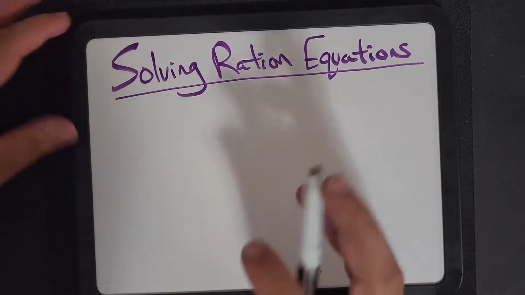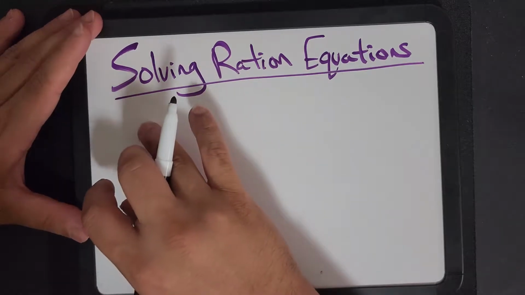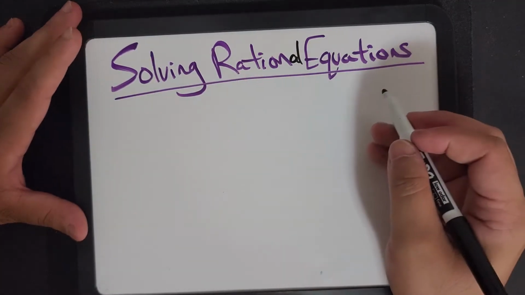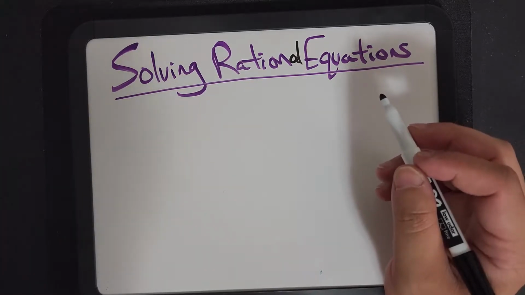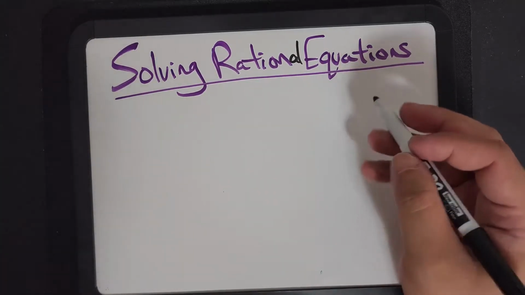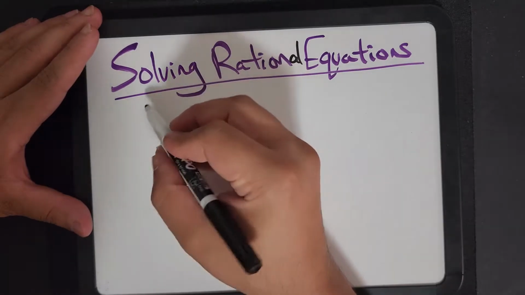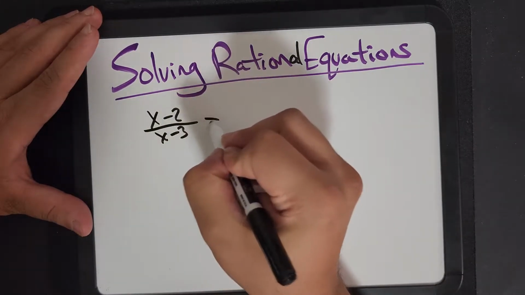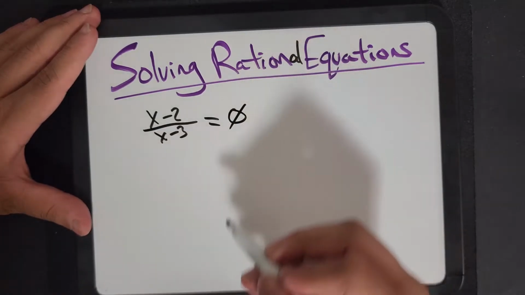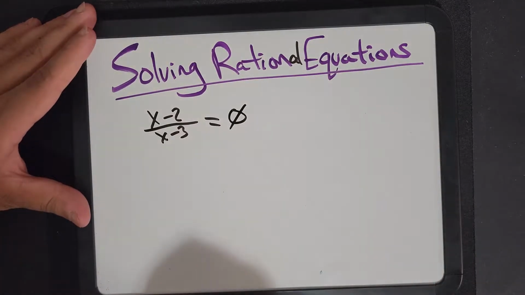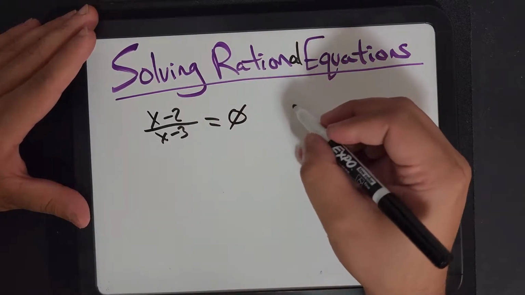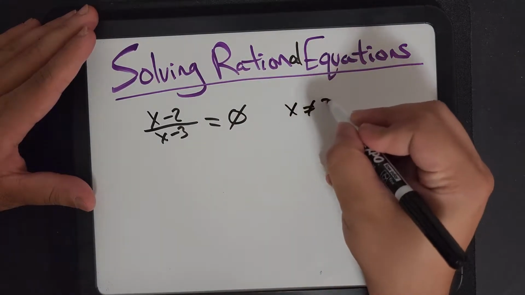In this video we're going to be tackling solving rational equations. Bit of a typo there. So let's start just by going with (x minus 2)/(x minus 3) equals 0. We know that the denominator cannot be 0, so x cannot be 3.